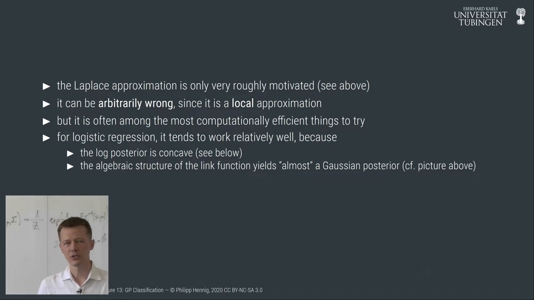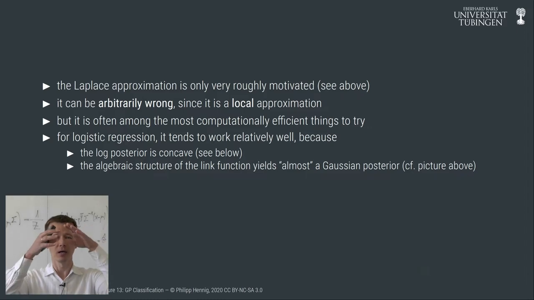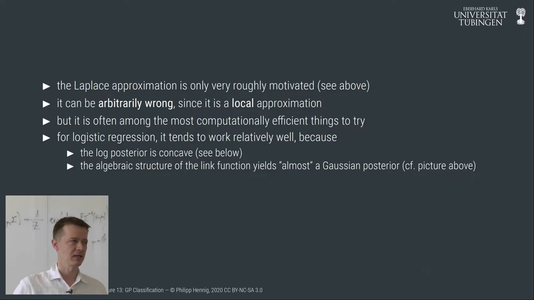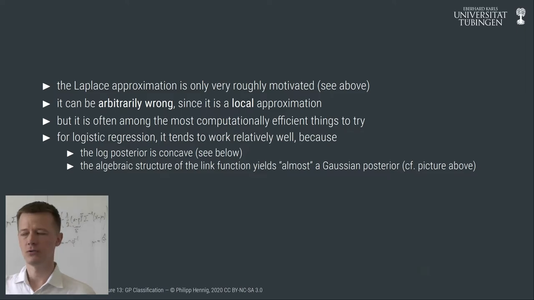And for logistic regression or Bayesian Gaussian process classification, this process tends to be quite good because, as we're going to see in a moment, the log posterior is actually a concave function, so the optimization works well, and the approximation is usually a good one. And the algebraic structure of this link function leads to this almost Gaussian posterior that you've seen above. This is a gray slide, so you can take a quick break.